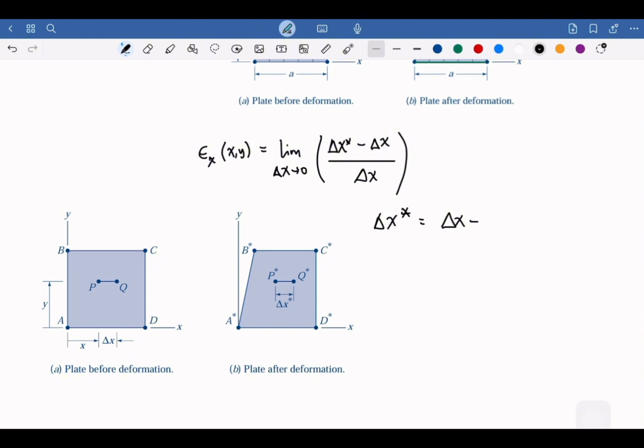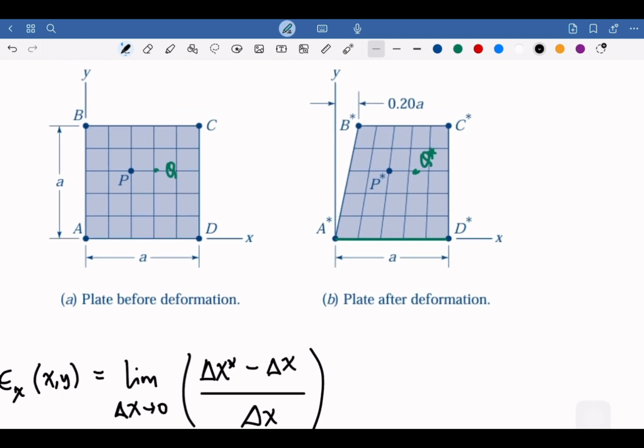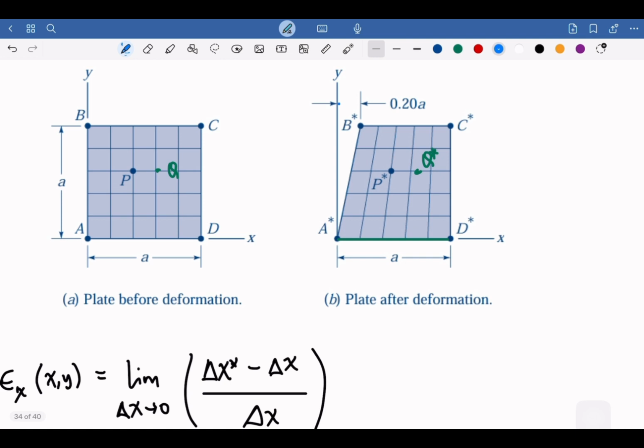And we know from the picture that this will be 0.2a. So we can take this as a geometrical shape. So right here, that's the original one. So that's 0.2a. And the original length is a. And the sides for the square is a, right?